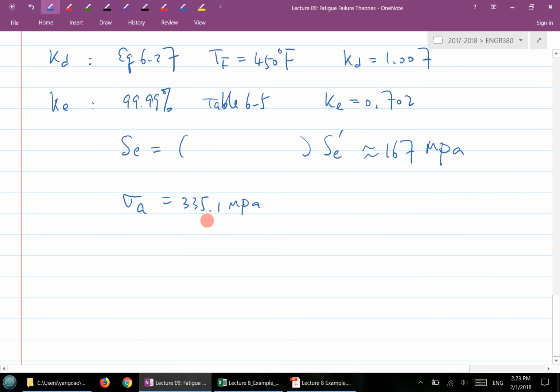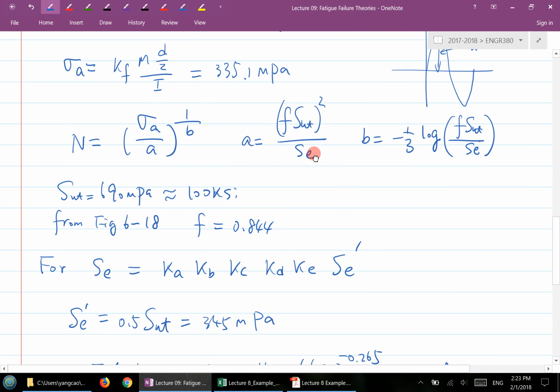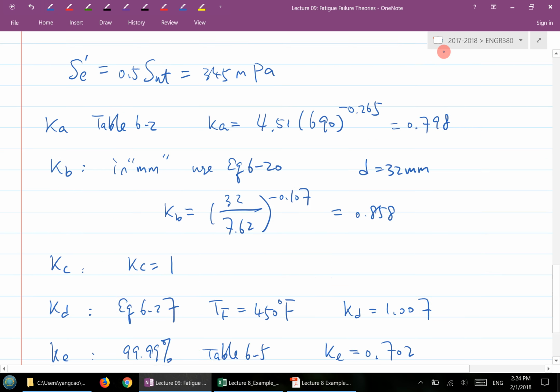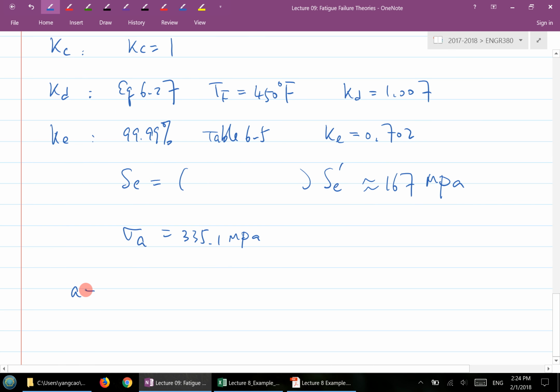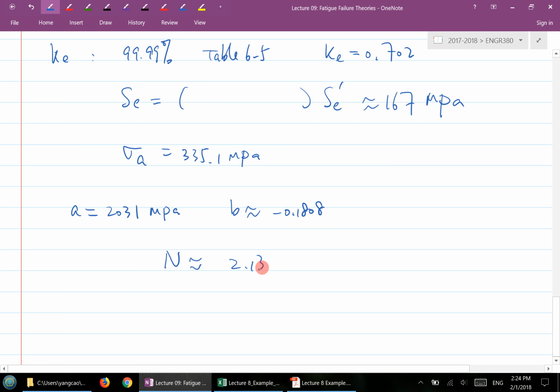So you plug in this Se into the formula here and here. You can calculate A, you can calculate B, and then plugging A and B here, you can calculate the N here. So all in all, your A value is 2031, your B value is this much, and then the number of cycles is 2.13 times 10 to the power of 5.